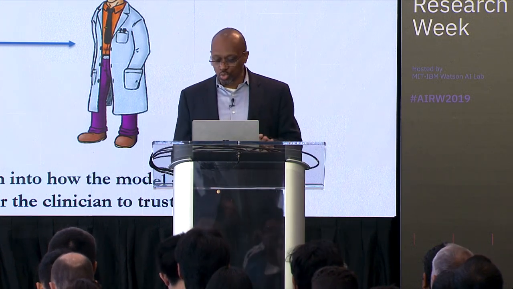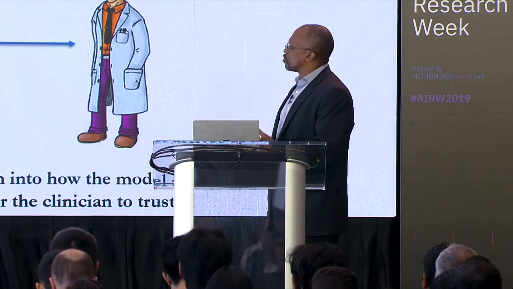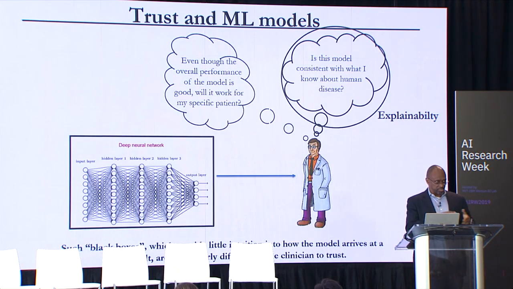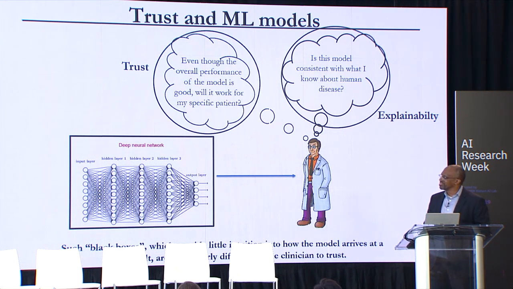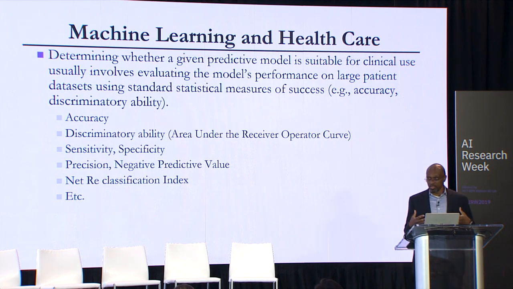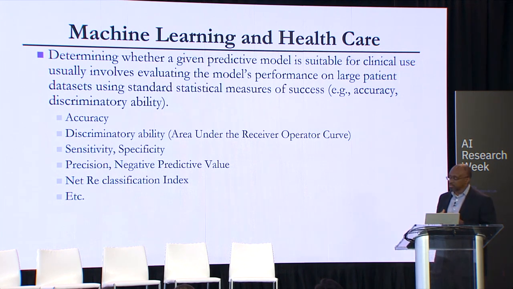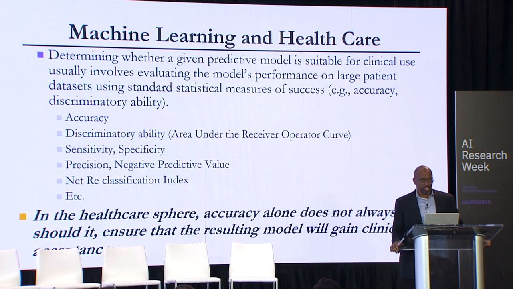So I'm going to look at these two different animals and call them by different names. This is explainability. I think it falls under the rubric of explainability, and this was discussed by the previous speaker. And the former I'm going to call trust, right? Can I trust that the model will work on different subgroups or different types of patients that I think are important? When you talk about how machine learning models are typically evaluated in the literature, at least the literature I'm familiar with, it's just statistical measures of performance: the accuracy, the discriminatory ability, all of these metrics that we are familiar with. But the point here is that in the healthcare sphere, accuracy does not, nor should it, mean that the resulting model gained clinical acceptance.